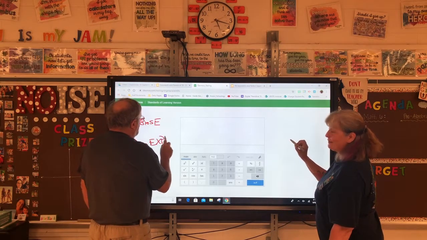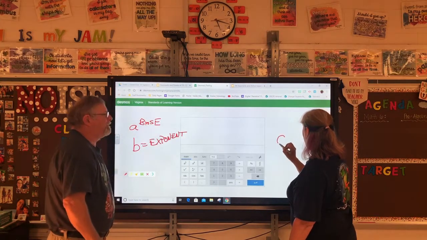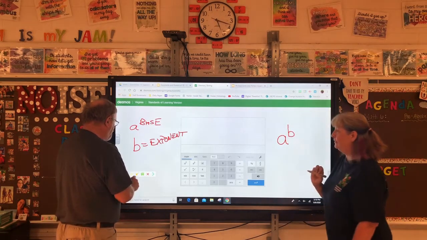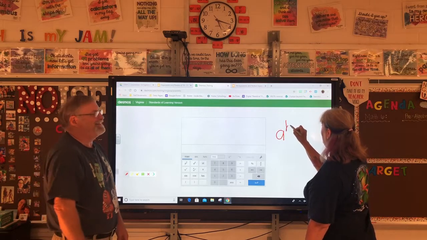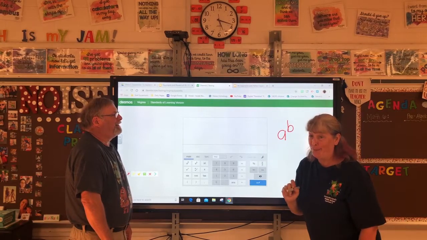Now I'm going to rewrite something. A to the B power. This A is the base. Now, why they didn't use B for base, I don't know.